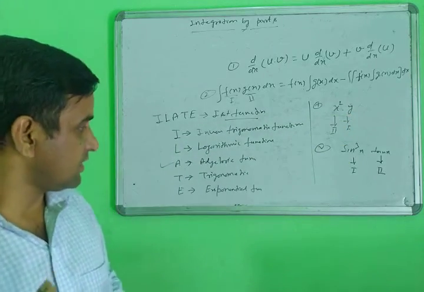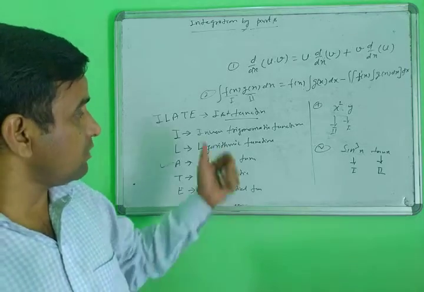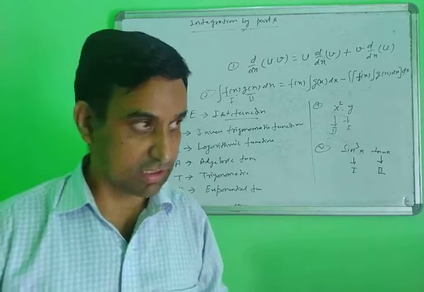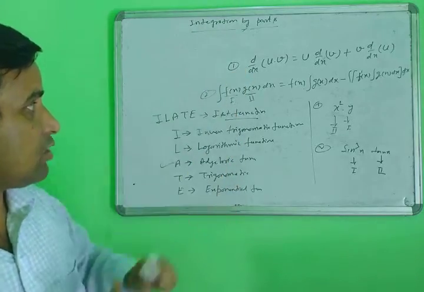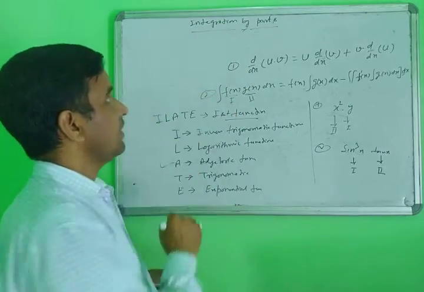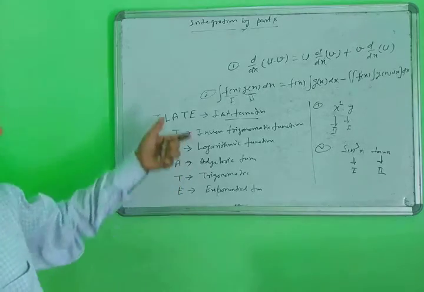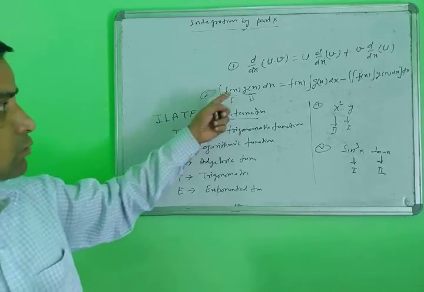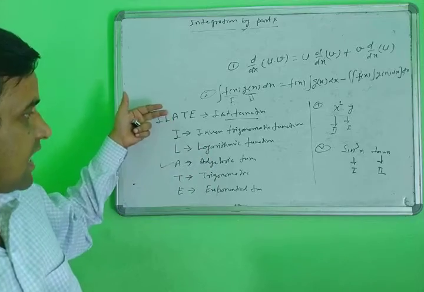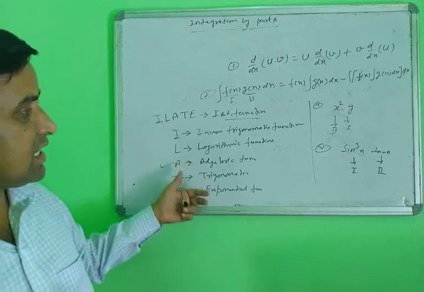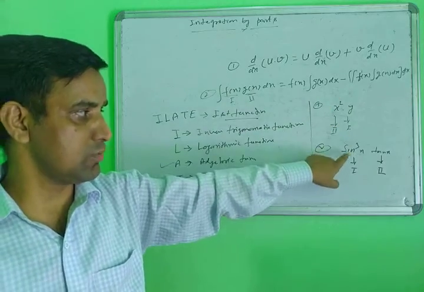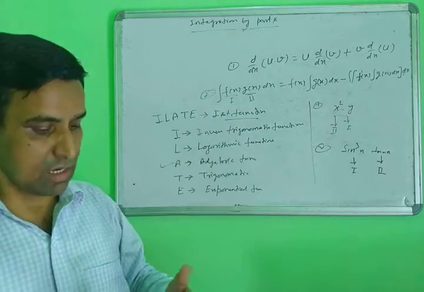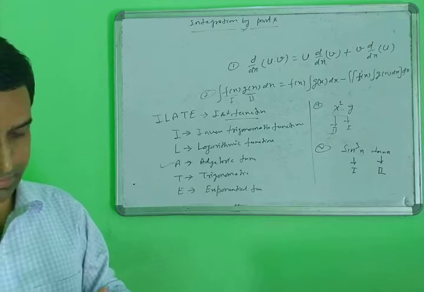Is it clear? Then we will start the exercise. So these are the rules of integration by parts. This is the identity of integration by parts, and by parts has two functions. This is the rule for selecting the first function. If two algebraic functions or two trigonometric functions come, then you will select according to this rule. Just note it down.